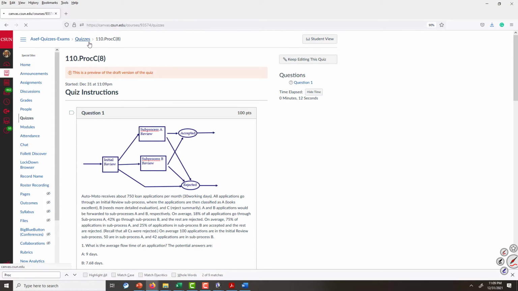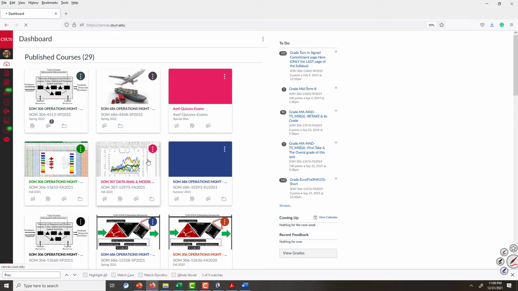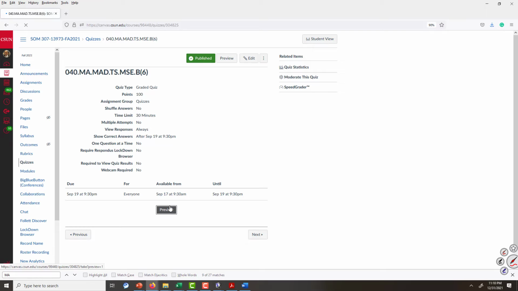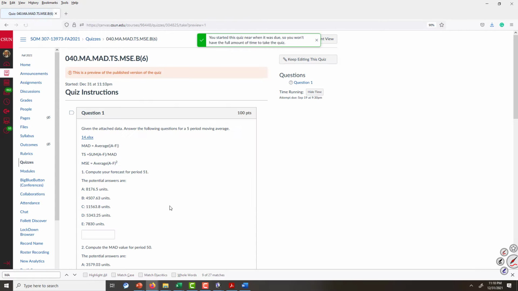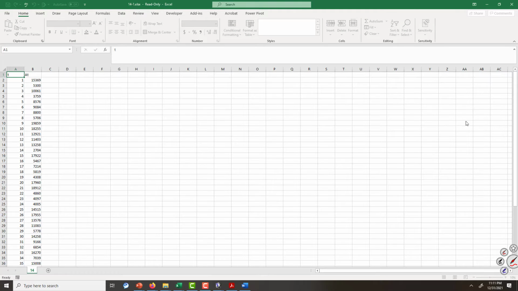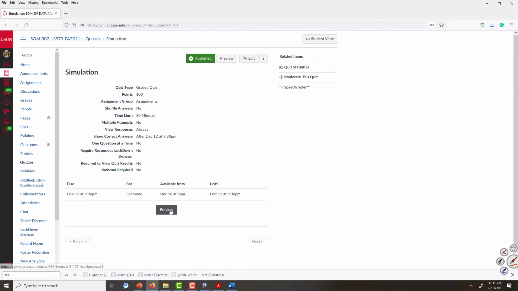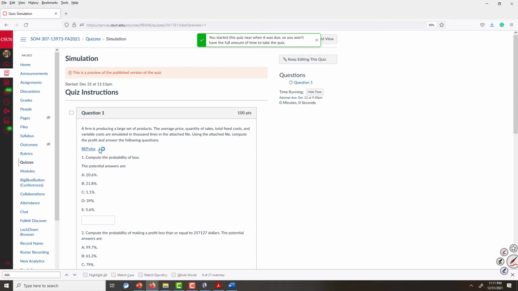And also these quizzes could have Excel associated with them. This one has an Excel file that I can download, and then students do their computations on this Excel file and then enter their answers in this question. I have spent a lot of time on these quizzes.